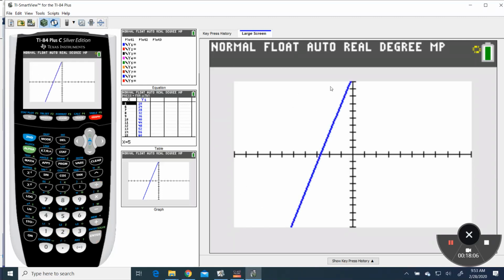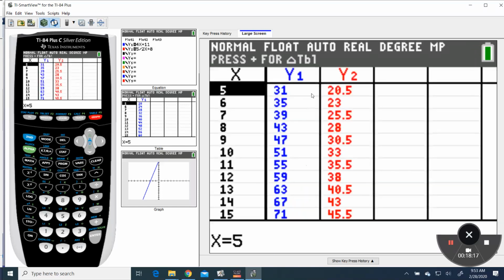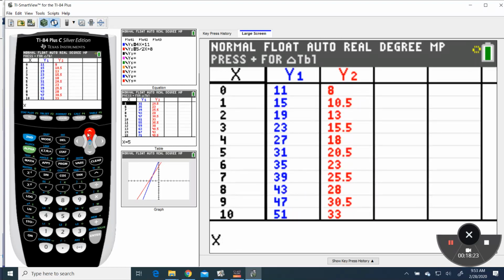But what I really want you guys to get familiar with and doing well is being able to plot these nicely on your paper. So if you go to second graph, it brings up a table. Okay, so I'm going to move it up so I can see some better points.